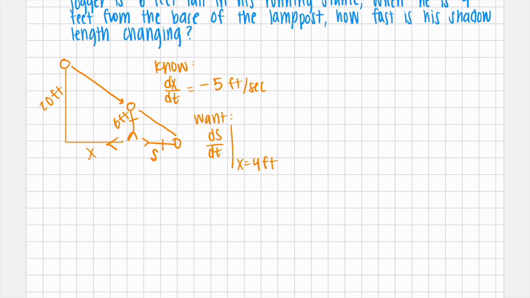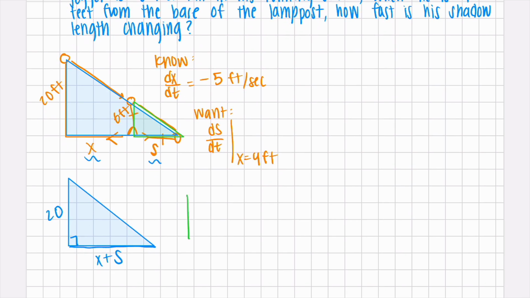So I like this problem because it makes us use similar triangles, or at least that's how I would solve it. Notice I have a larger triangle. I'm going to make it blue. I'm going to copy it down here. For this right triangle, this leg is going to be x plus s because you have the x and the s. The height of the triangle is 20 feet. And then you have a smaller triangle. I'm going to make it green. I'm going to copy it down here. And this lower leg is s, and then the height of the triangle is 6.